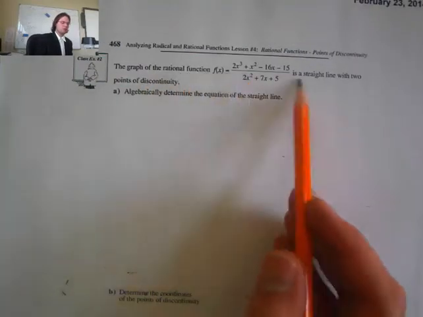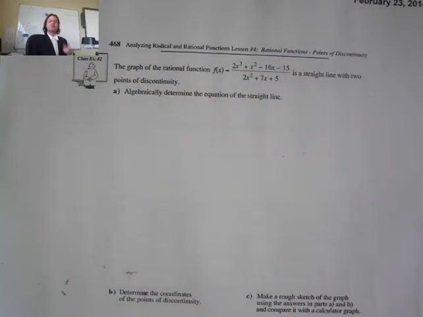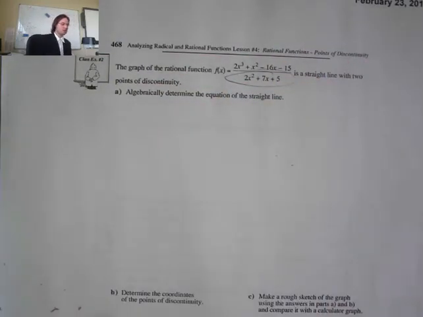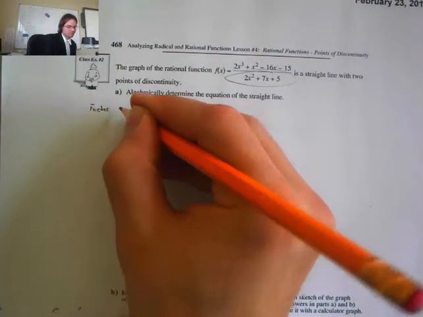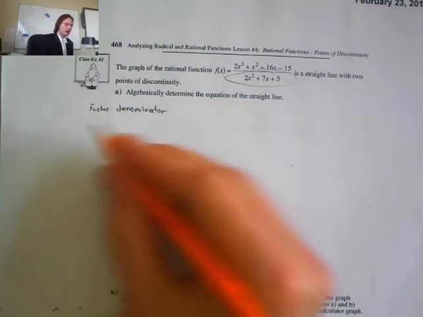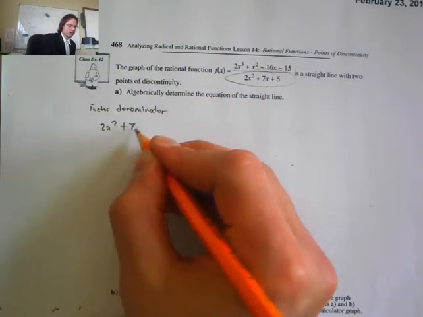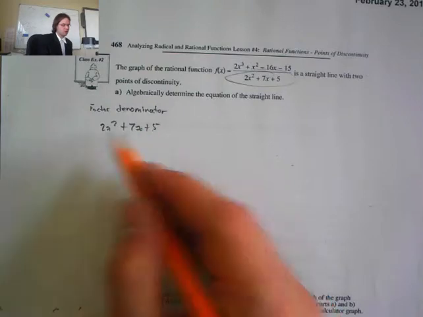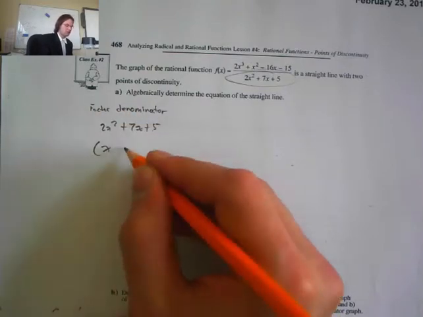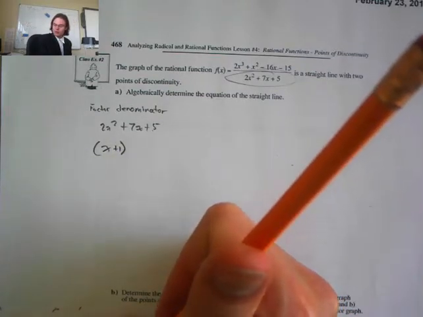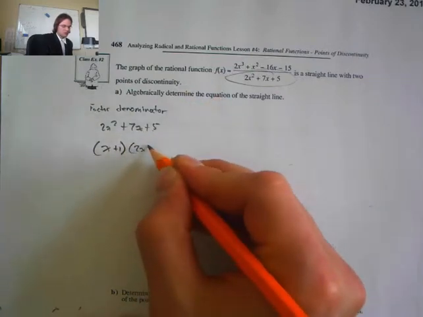So here in example 2, it says the graph of this function is a straight line with 2 points of discontinuity. We want to algebraically show where the straight line is. What is the equation of the straight line? So to start off, I am going to factor my denominator. We have 2x squared plus 7x plus 5. I factor that, 10 is 2 and 5, so it's going to be x plus 1, and for the other one, 2x plus 5.